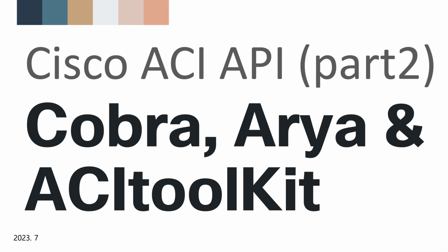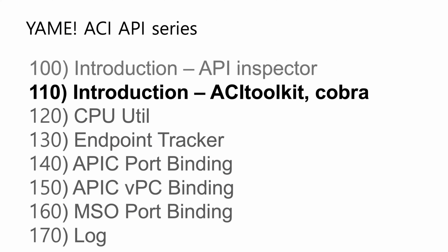Let's continue to Cisco ACI API introduction part 2, especially here. I will explain about the Cobra and Arya. I don't know how to pronounce it, so I'll just say Arya, and the ACI toolkit. As you may know, this is the ACI API series.